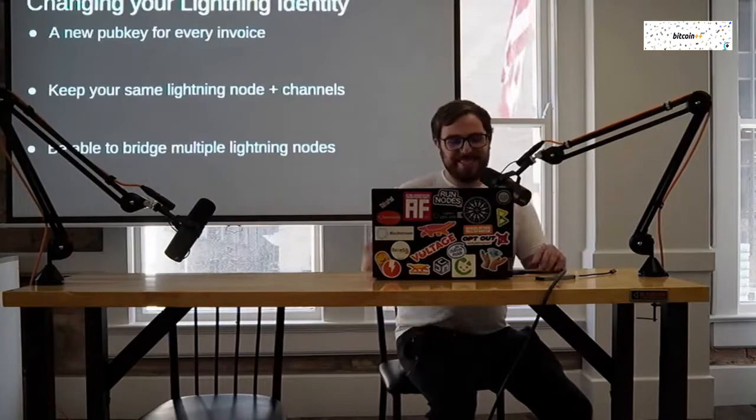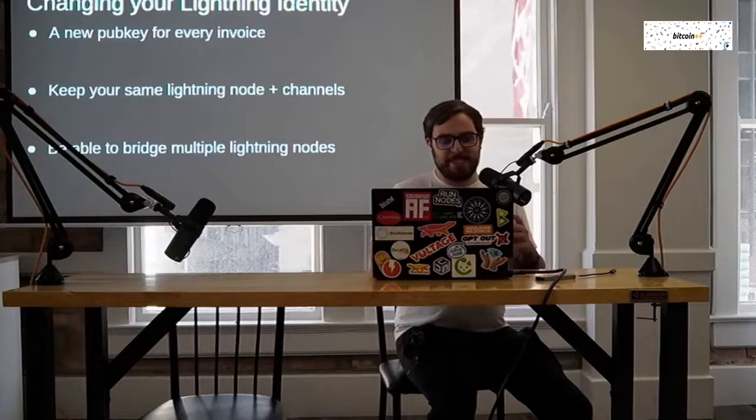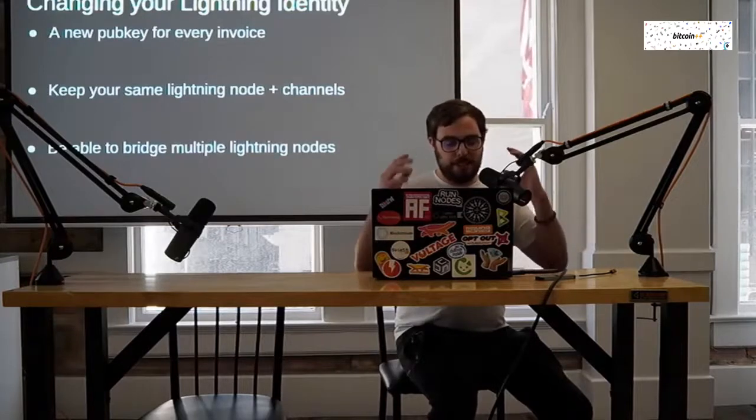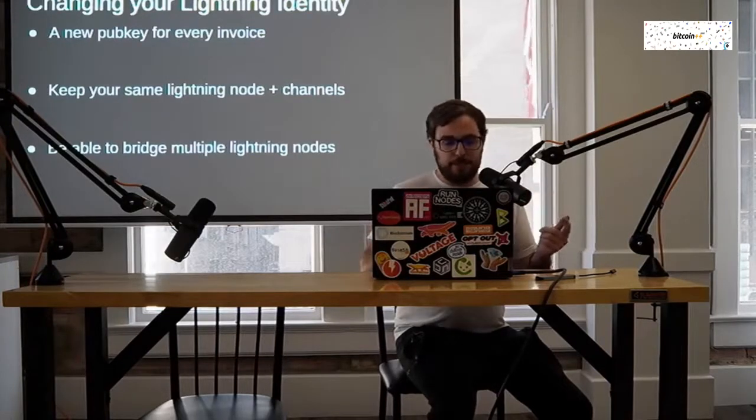You need to be able to change your identity in Lightning, as Tony talked about. It gives you a lot more privacy and lets you obfuscate exactly what you're doing, so custodians and people like chain analysis don't link you together and try to track you. So we created TransLnd. The idea is to create a new pub key for every single invoice, still on top of the same LND. So you have all your same channels, but it can work with multiple LNDs. You can bridge multiple Lightning nodes together and have rotating pub keys for every invoice.